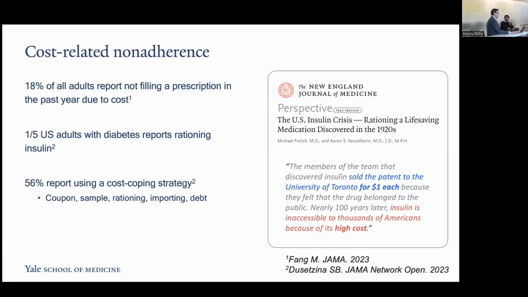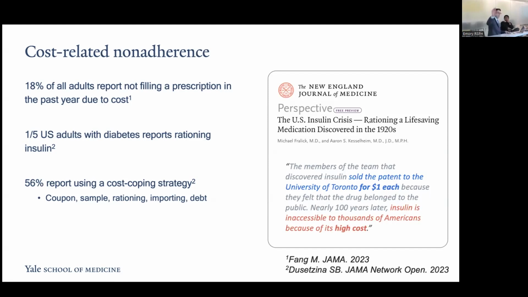And in terms of this patient, an issue or a concept to be cognizant of is cost-related non-adherence. So when costs are high, people tend to not adhere to the medicines that they're prescribed. And in this country, 18% of all adults report not filling a prescription in the past year due to cost, and 1 in 5 with diabetes report rationing their insulin. And many cost coping strategies exist. I'll talk more about those.